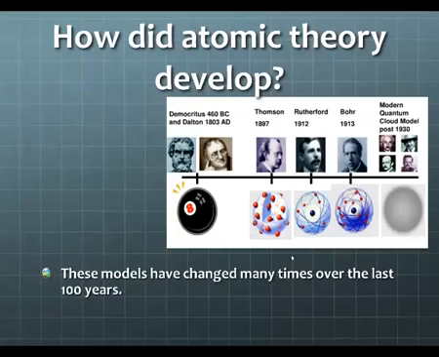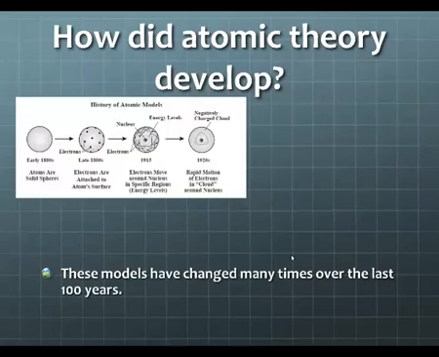The models have changed many times over the last 100 years. I put this picture inside of your notes to show what specifically occurred with the models and the changes that occurred in those models from the early 1800s until around the 1920s when we really reached the modern model of the atom.